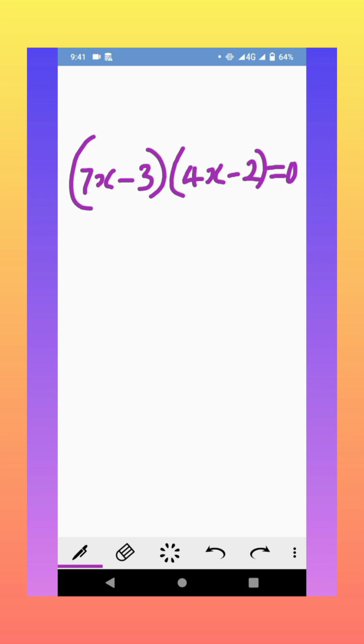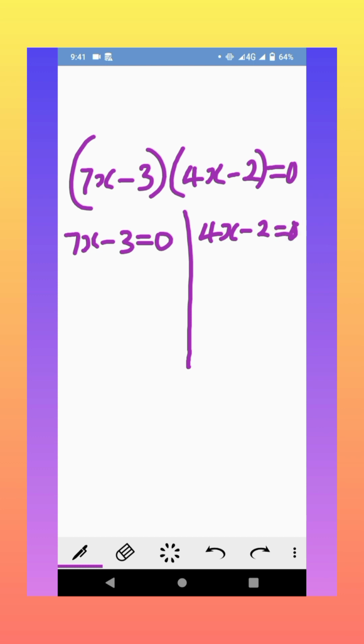Okay, in this case, like we have been doing before, equate each of them to 0. So you have 7x minus 3 equals 0. You have 4x minus 2 equals 0. You solve for x. Simple equation. We take the 3 to the right hand side, it becomes plus 3. Divide both sides by 7, so you have x equal to 3 over 7.